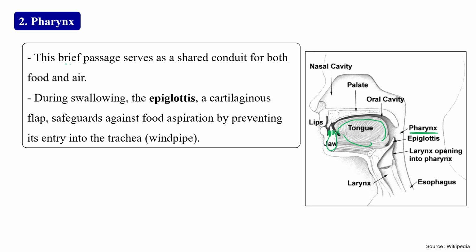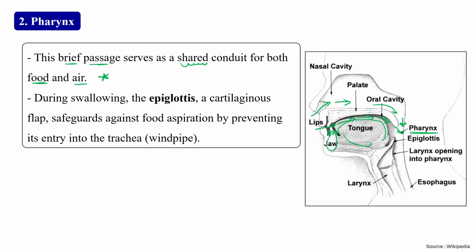Okay, it is a brief passage which serves as a shared conduit for both food and air, because with the help of the nostrils or nasal cavity we inhale the air, oxygen, that also comes from this pharynx and goes towards the air duct side. And from this side we also have our food, and this also comes towards the pharynx side. So it comes as a common area for both food and air, the pharynx.